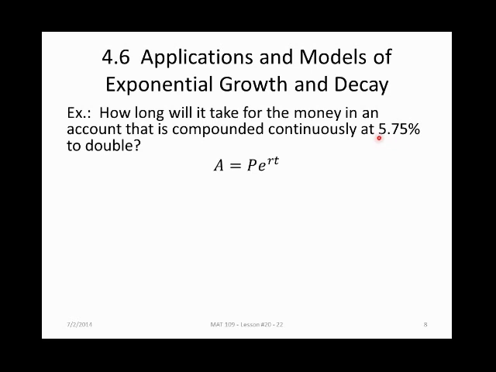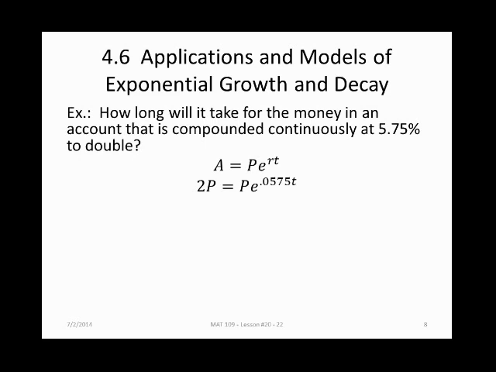So we know what our interest rate is, but I don't see any other numbers here. Where do I get my other numbers? Well, we're doubling. What does the doubling mean? What it means is that we're starting with this much. We want to know when this will be twice that amount. So when will we have 2 times P?